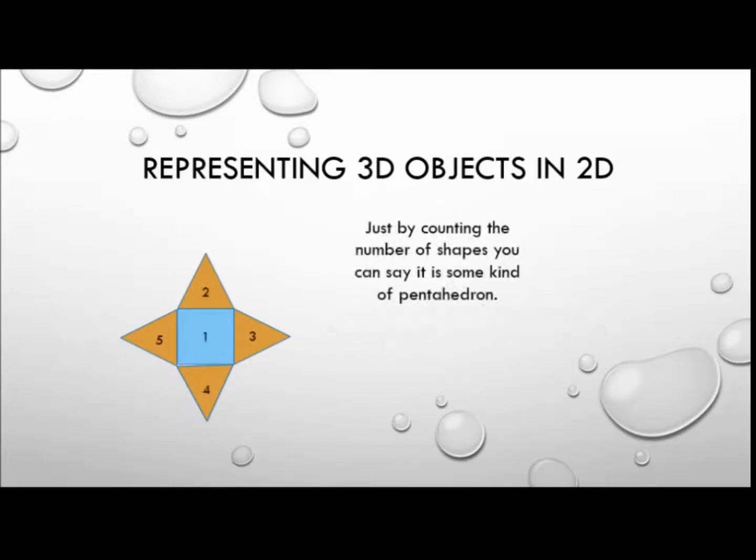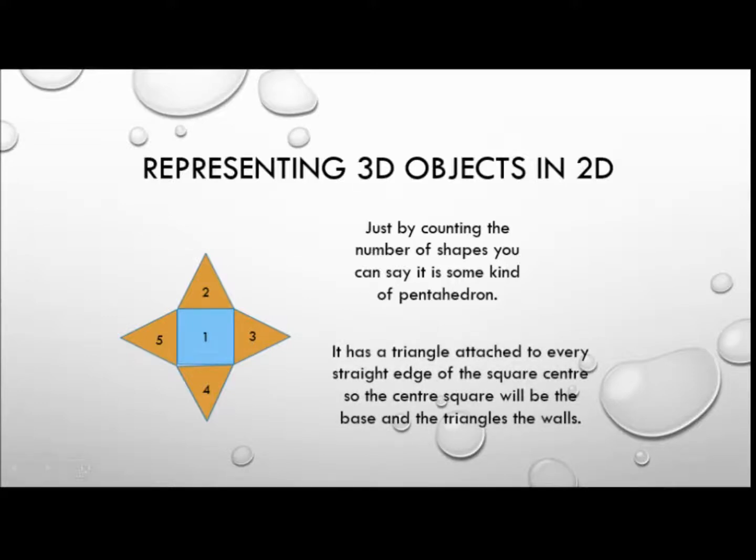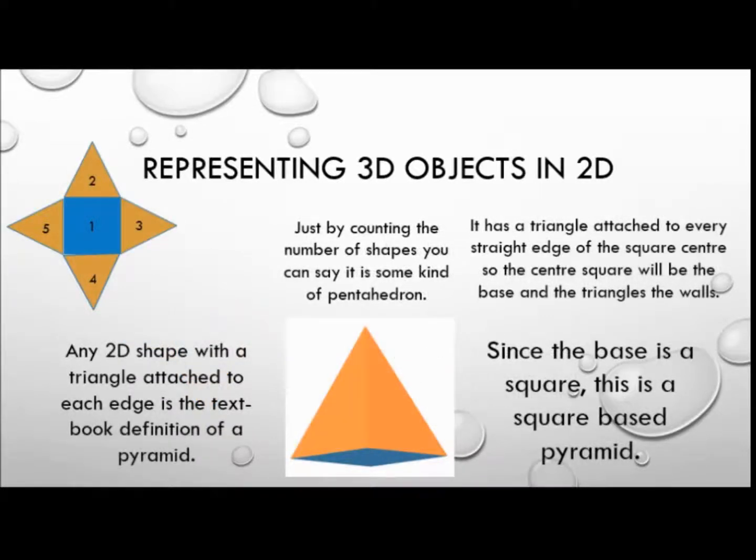Just by counting the number of shapes, you can say it is some kind of pentahedron. It has a triangle attached to every straight edge of the square centre, so the centre square will be the base and the triangles will be the walls. Now, any two-dimensional shape with a triangle attached to each base is the textbook definition of a pyramid. Since the base is a square, this is a square-based pyramid.